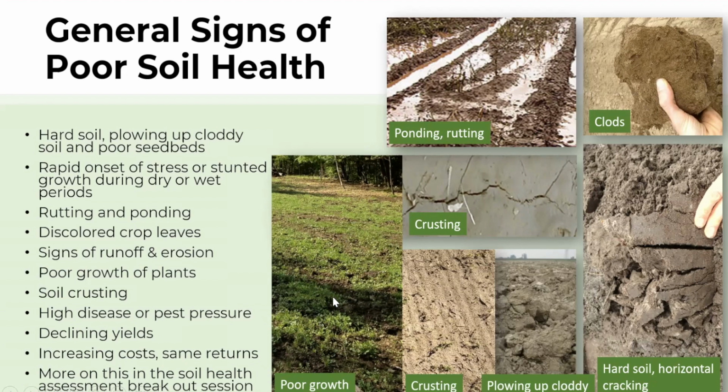If you see poor growth, like this is a degraded pasture and you can see everywhere the animals have walked, there are hoof prints in the soil, there's a lot of soil showing. All of those are signs of poor soil health. So as you walk fields, these are ones that you can easily pick up.